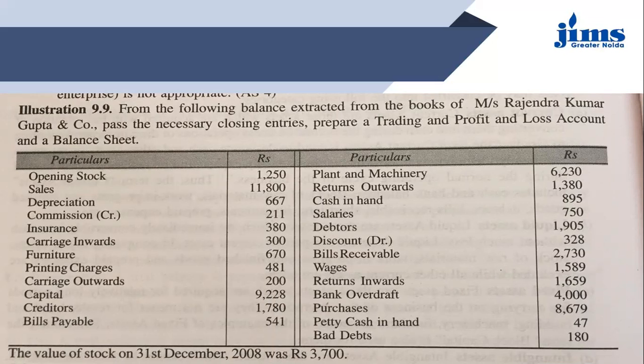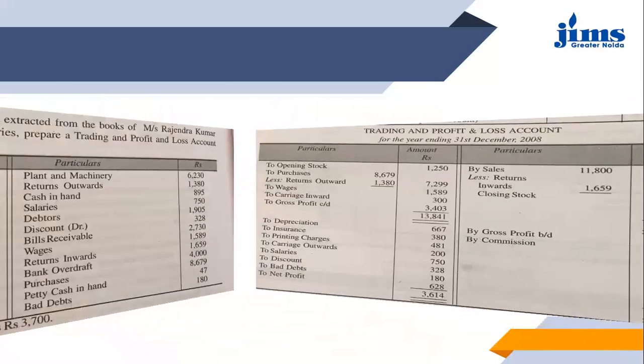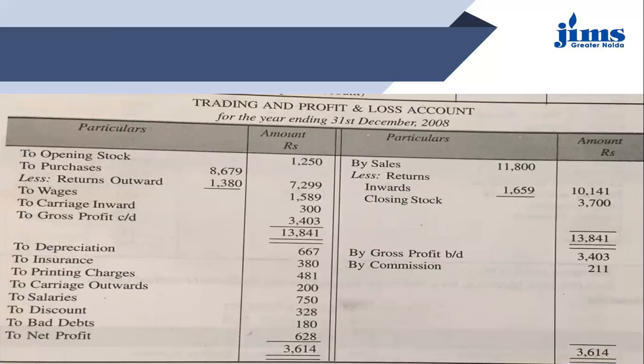So sales figure 11,800 minus return inwards 1,659. You can see sales 11,800 minus the returns amount, and the final amount that goes to the final column is 10,141.